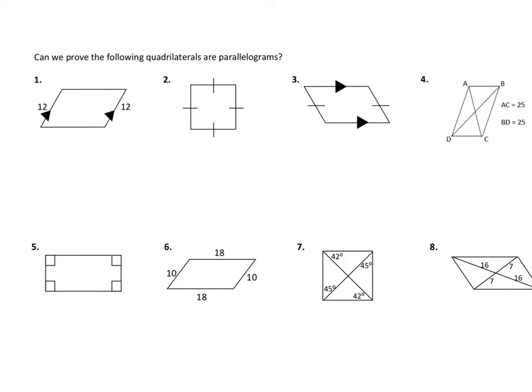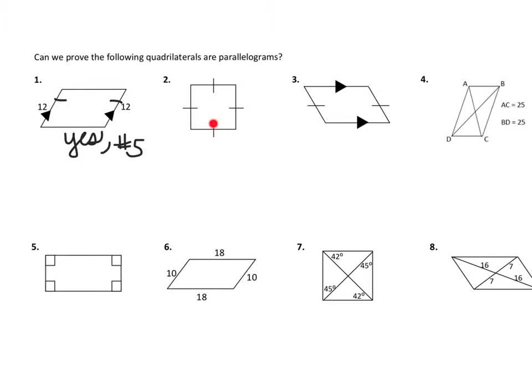So here I have a pair of sides that are both 12. So they are congruent, okay, and they're parallel because of those arrows. So I know that this number 1 quadrilateral is a parallelogram, and it's because of the 5th rule that says if one pair of opposite sides is both parallel and congruent, then it's a parallelogram. Okay, let's look at the next one.